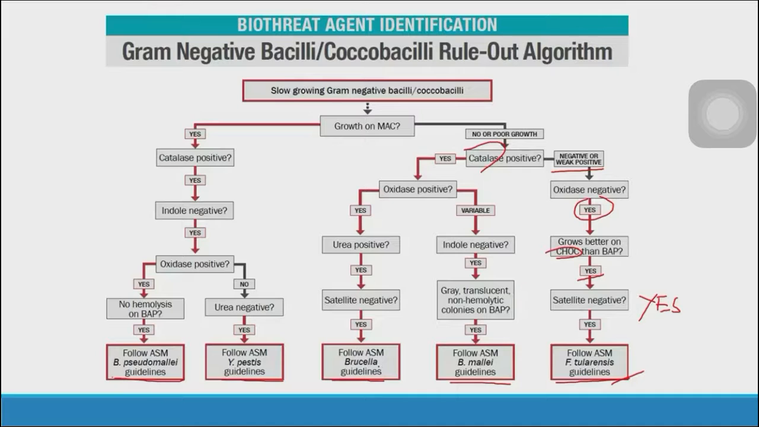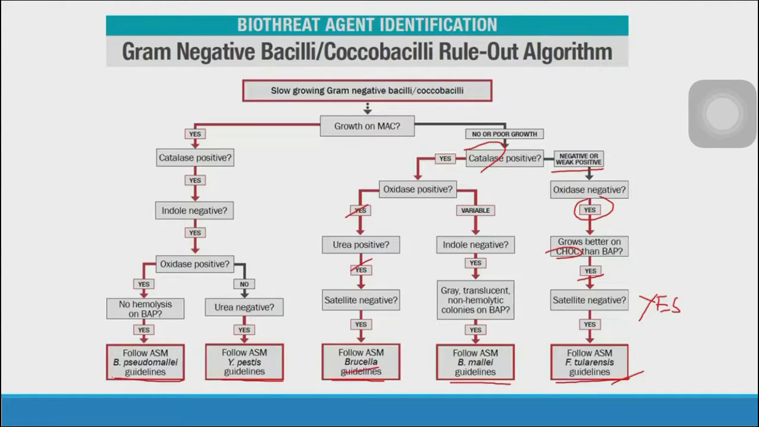So again, si Brucella, rule out na siya agad natin because again, catalase positive pa lang. Yes, catalase ang given doon, weakly positive doon, siya yes agad. So rule out na agad. Oxidase positive, so again, oxidase negative given. Tapos urea negative yung given, di ba? So again, satellite naman siya. So dito pa lang at this step, rule out na agad si Brucella.